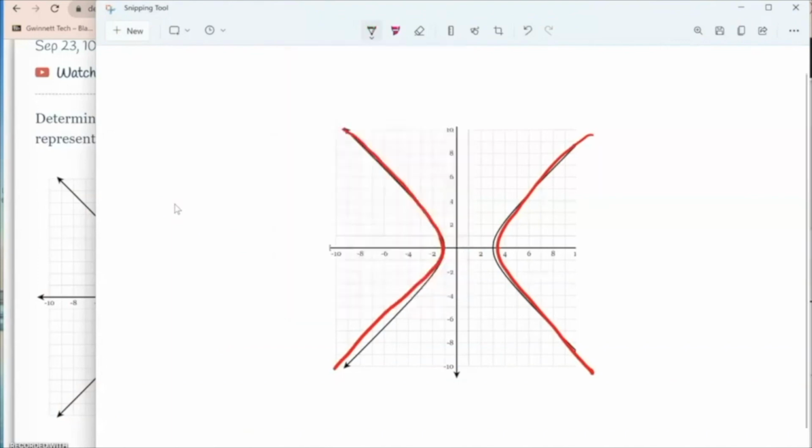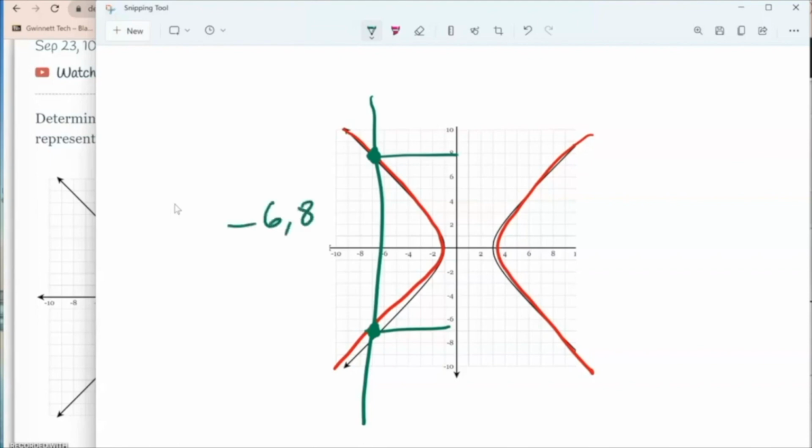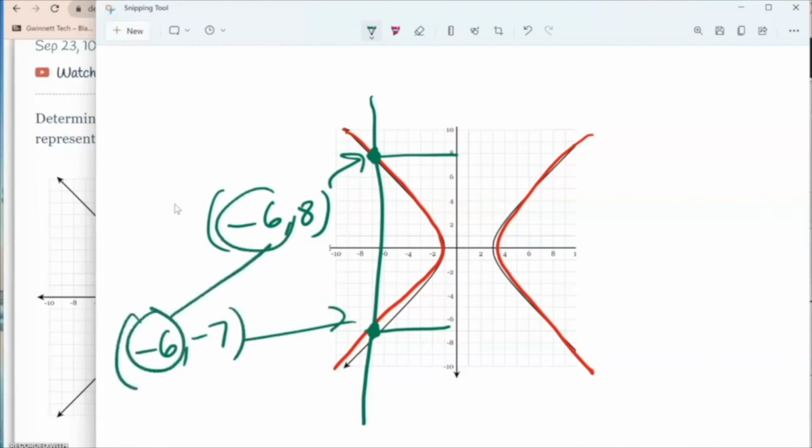I'm checking that every time I draw a vertical line, it does not cross that red line more than 1 time. If it crosses more than 1 time, it is not a function. So x is repeated at these 2 points, and I'll just prove that to you really quickly. I'm going to write down these 2 coordinates. My writing is going to be a little off, but -6, 8 is this one. And this one right here is -6, -7. You can see at that point, x is repeating.